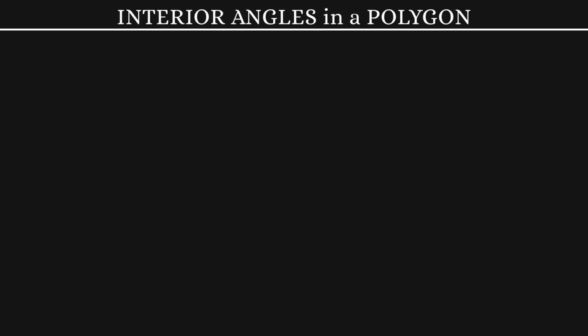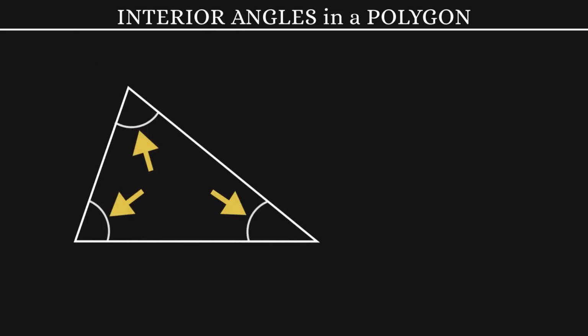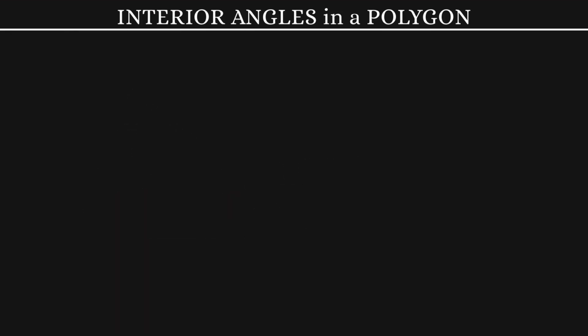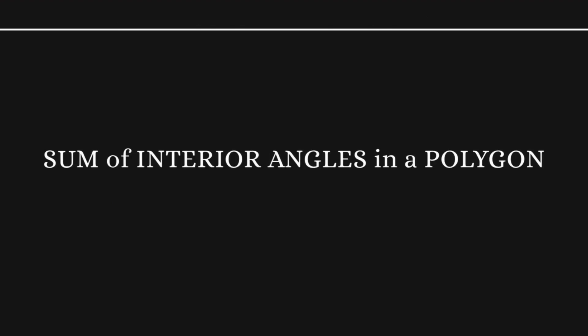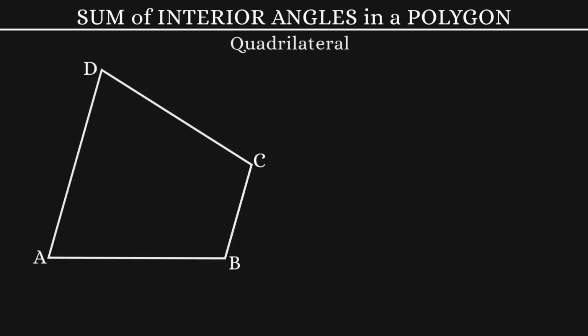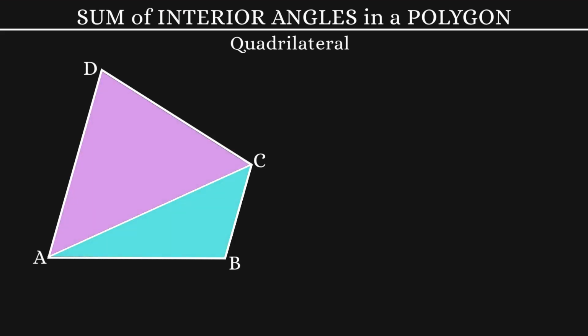As you know, a triangle has three interior angles and they add up to 180 degrees. We'll be using this fact to find out the sum of interior angles of any polygon. Let's start with a quadrilateral. From this point A, you can draw a diagonal AC which divides the quadrilateral into two triangles.